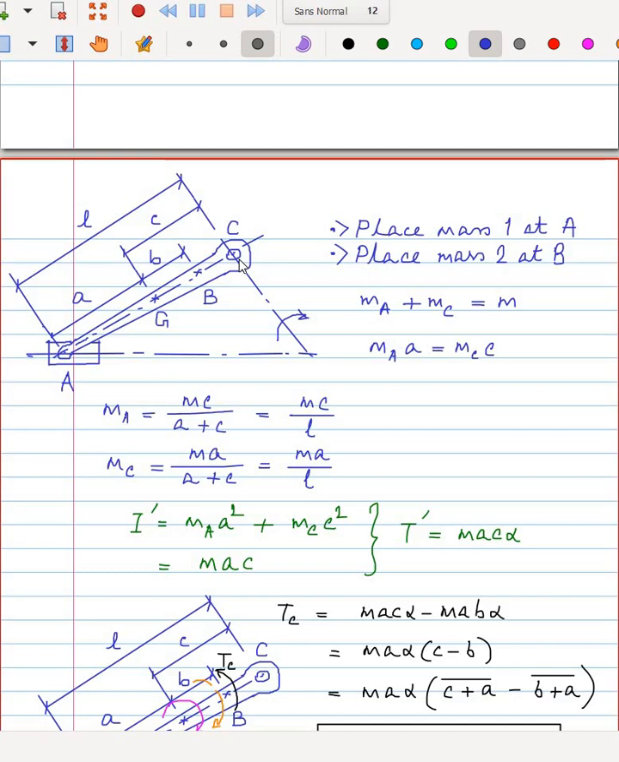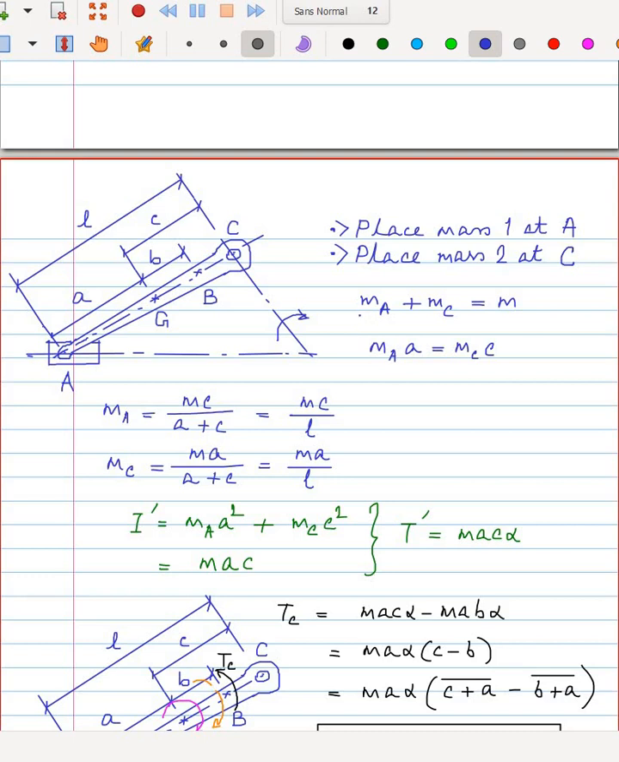So what we do here is, here we put the second mass at C.